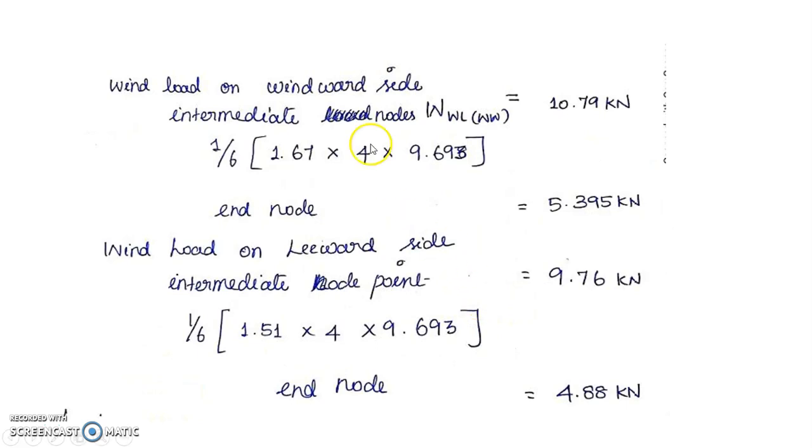So I'm calculating the load on any one intermediate node point, which is equal to 1/6 of this value. Therefore, I am getting 10.79 kilonewton. At the end node, I'll get only half of this value. Similarly, on the leeward direction, I'll take the corresponding intensity with the same projected area and divide by 6, and I'll get the load on any one intermediate point on the leeward direction. Similarly, the load on the end node on the leeward direction is 4.88 kilonewton.